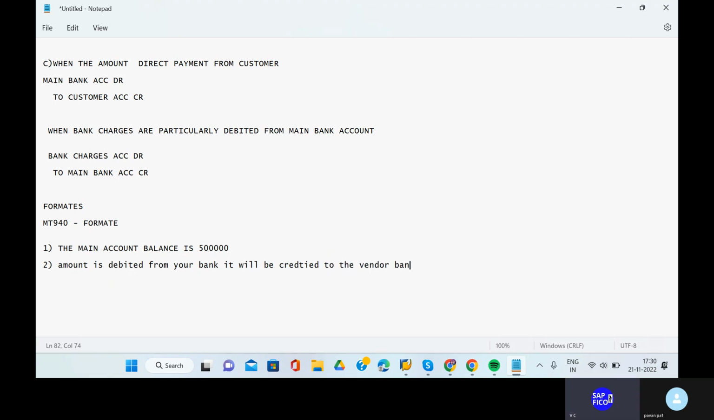Vendor account or vendor bank account or anything. How much is that? Suppose you have bought the raw material for 1,25,000 rupees. Just give 1,25,000 rupees, or 1,20,000 rupees, no issue.